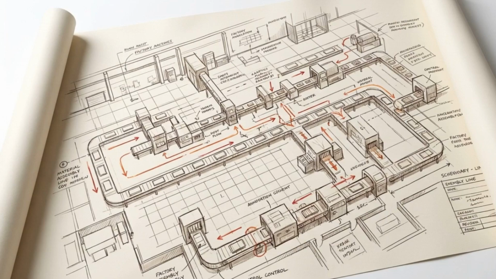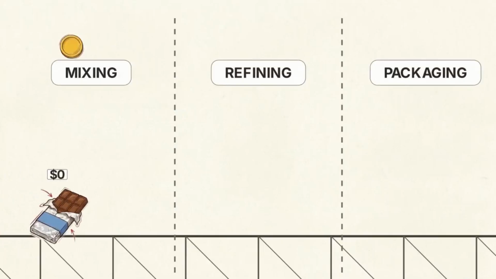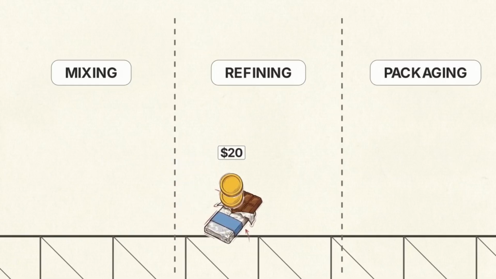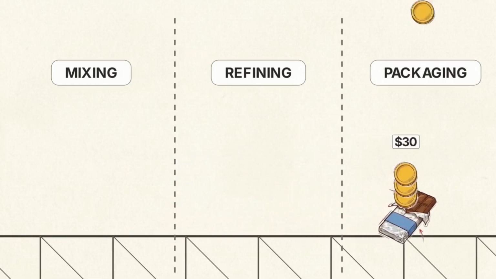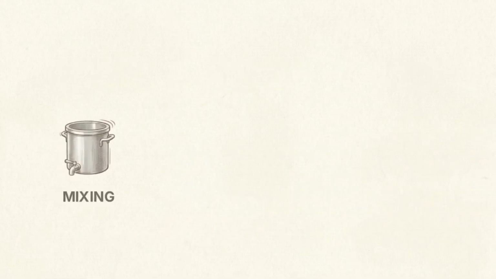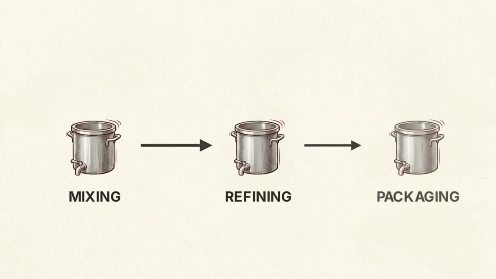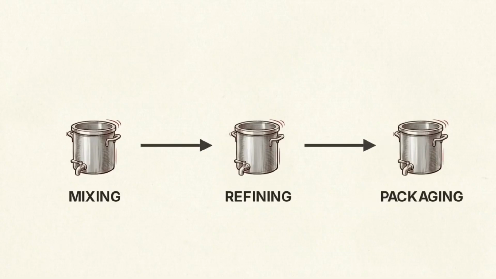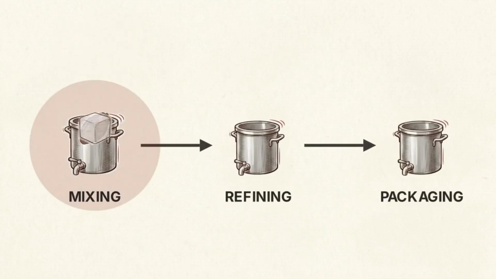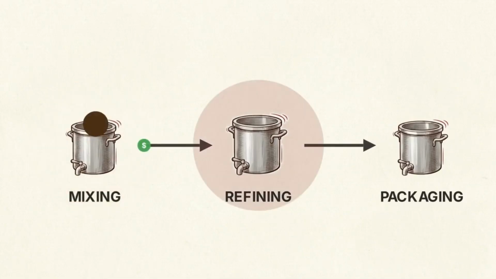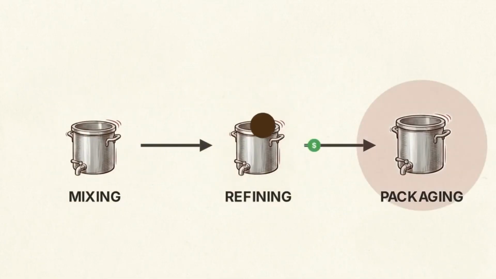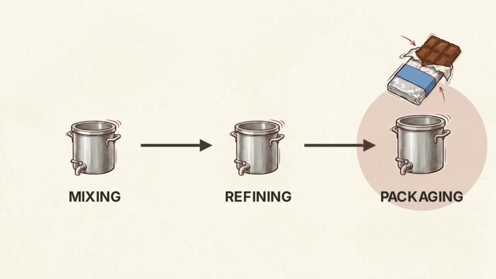To solve this, we rely on the foundational rule of process costing. As the physical product moves down the line, the accumulated costs must literally follow it. This flowchart maps the physical journey of the chocolate through three distinct factory departments. First is mixing, where cocoa and sugar are added. Next, it flows into refining to smooth out the texture. Finally, it hits packaging to be wrapped.